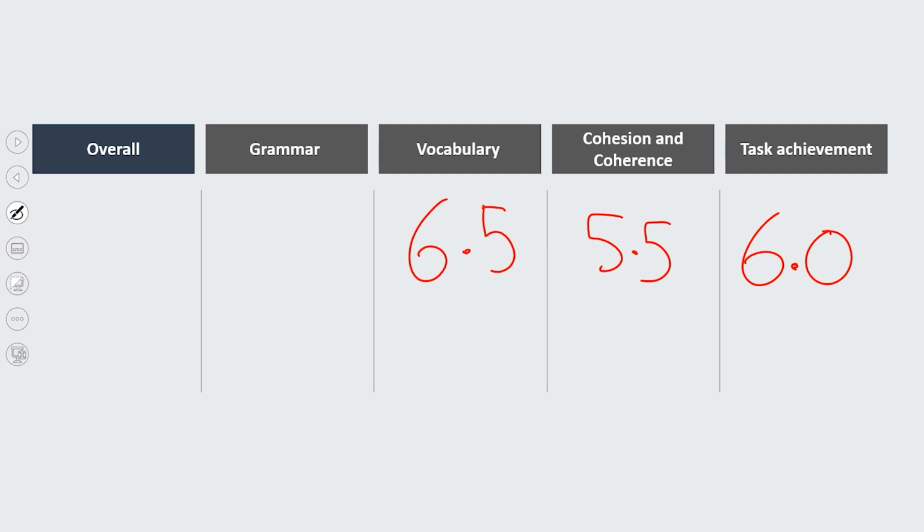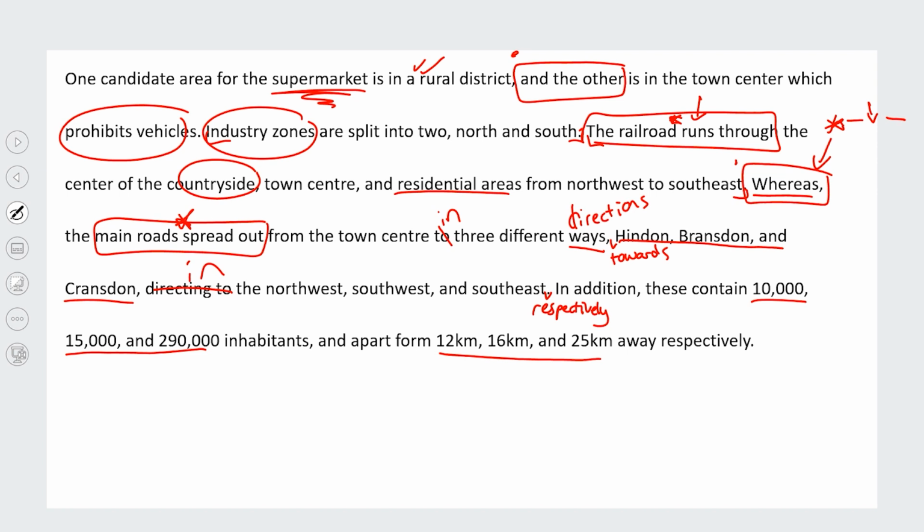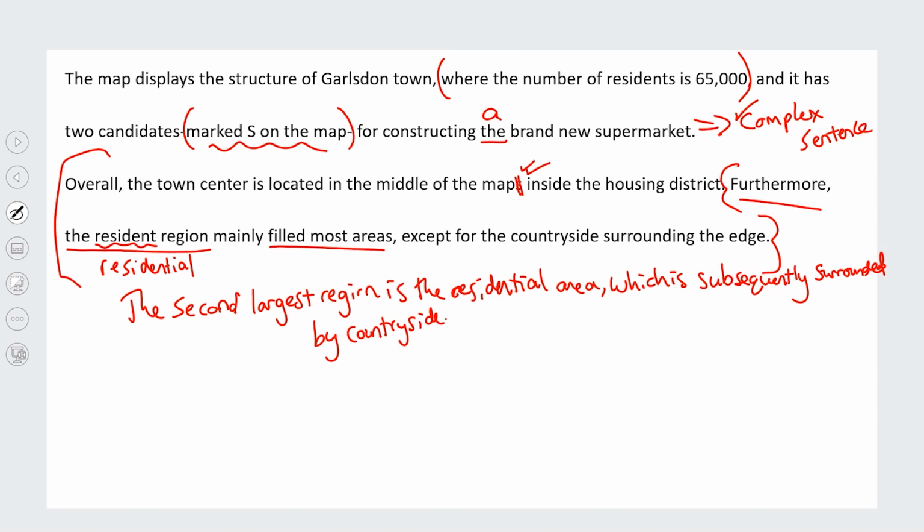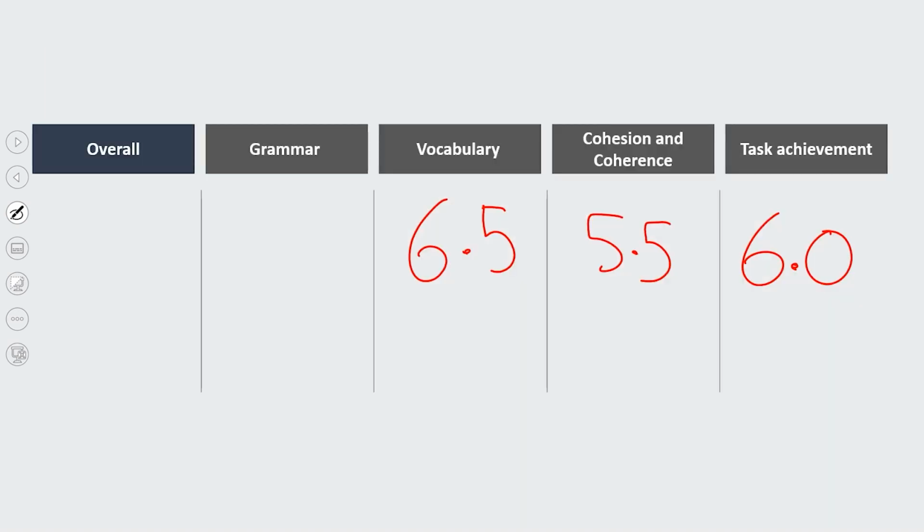Their grammar also was quite good. I liked the sentence structures. They used quite a lot of nice sentences. It's just when we get to these listy ones towards the end of this paragraph that we had a couple of issues. But it's quite easy to follow and easy to read. So again, for grammar, I'd want to give a 6.0.